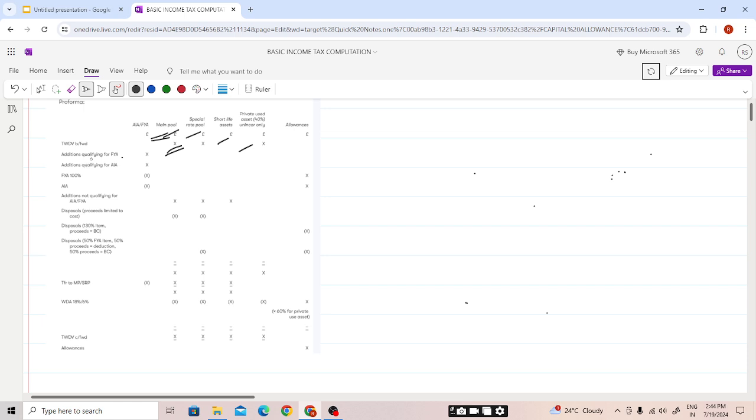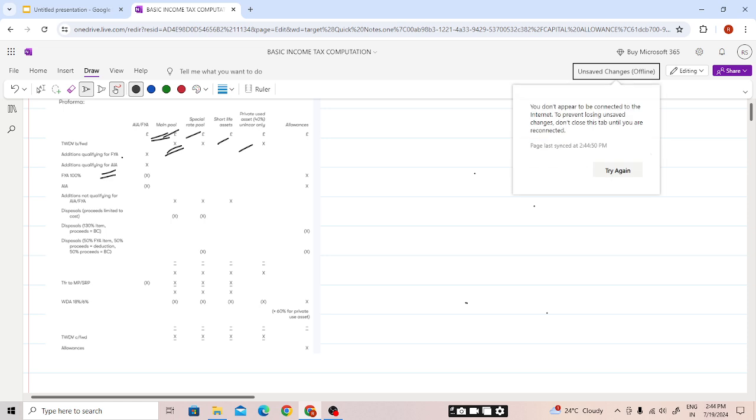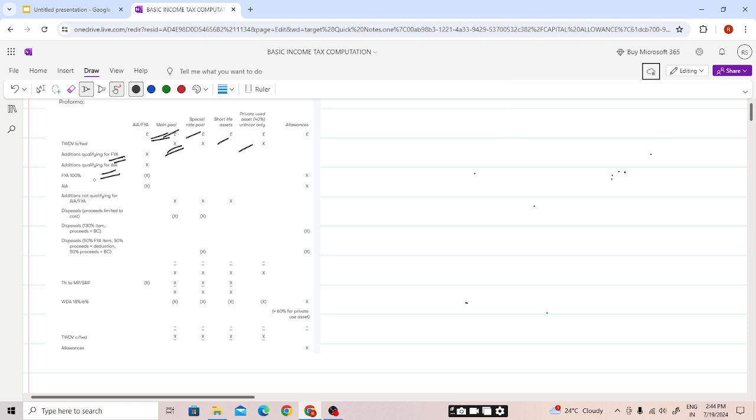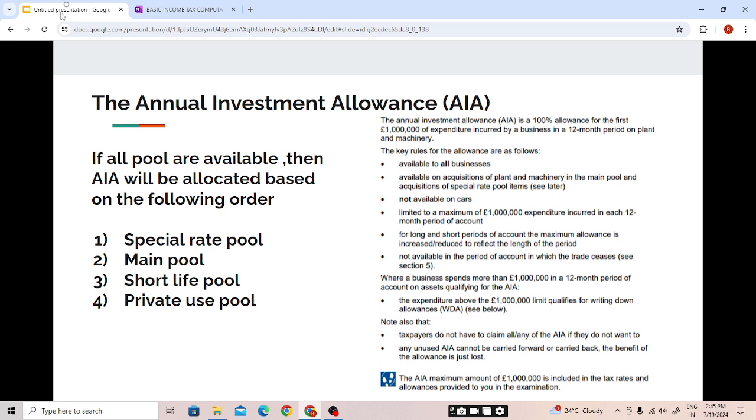First, we need to see any additions which we are doing in the current year. Any additions which we are doing in the current year qualify for AIA or FIA. If they qualify for AIA, the whole amount we will take as allowance. Now we will be seeing the amount.